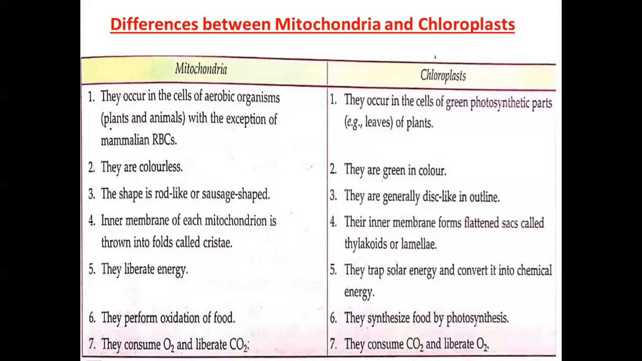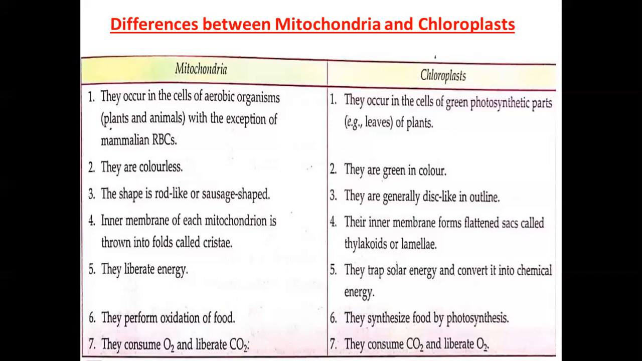Chloroplasts trap solar energy and convert it into chemical energy. Mitochondria perform oxidation of food, while chloroplasts synthesize food by photosynthesis. Mitochondria consume O2 and liberate CO2. Clear? Whereas chloroplasts consume CO2 and liberate O2. Clear? So the fourth point: their inner membrane forms flattened sacs called thylakoids or lamellae.